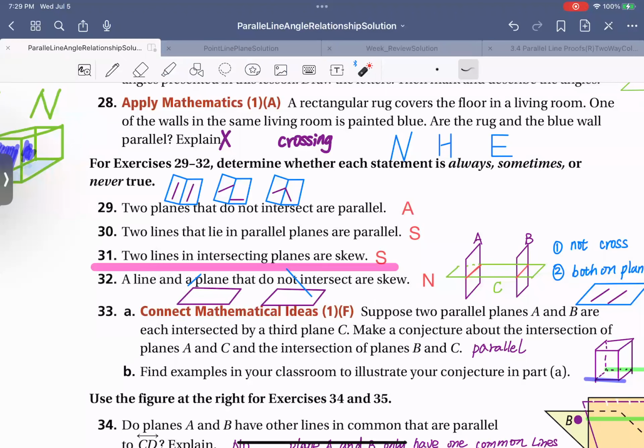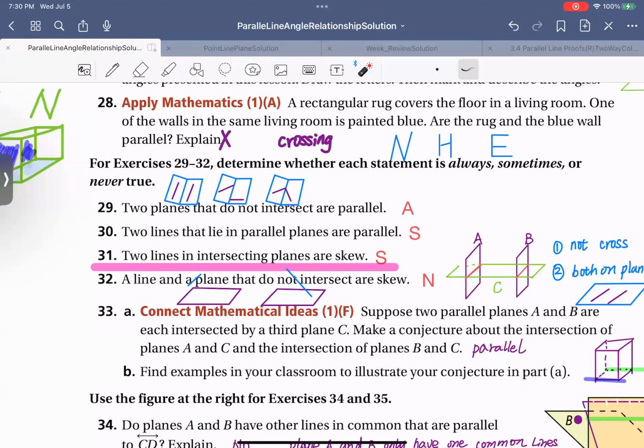Look at this. First, you can make these 2 lines parallel, right? Or you can make these 2 lines skew lines. They are not crossing, they are not parallel either. So they want to say they are parallel. This is sometimes, because sometimes it's parallel, sometimes it is a skew line. That's why you have S. Katie, do you have any question?